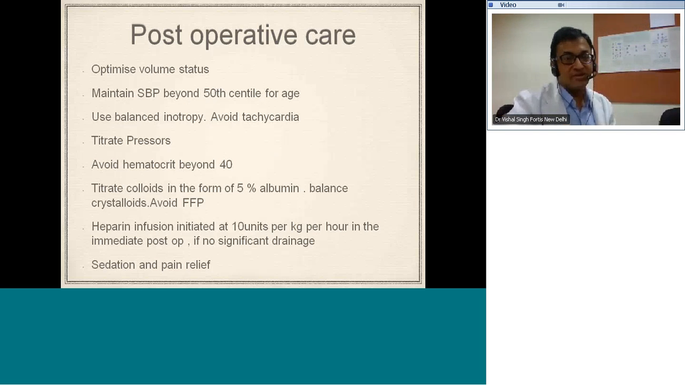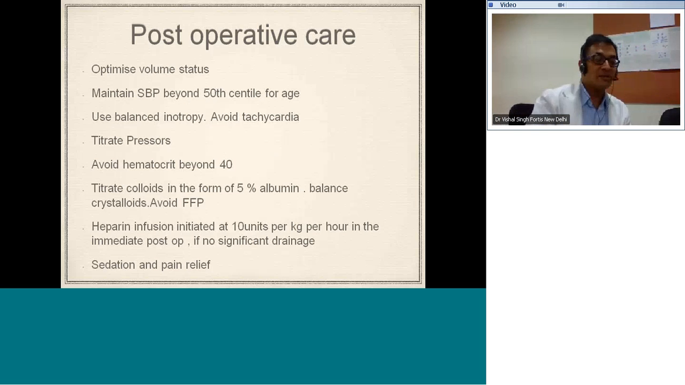And it's a closed heart surgery, so you can give up to 3 to 4 ml per kg of steroid to begin with, sometimes even 5. But over a period of time, you should come down. Once the patient is totally stable, you should come down to the usual 2 to 3 ml per kg per hour in a closed heart surgery.